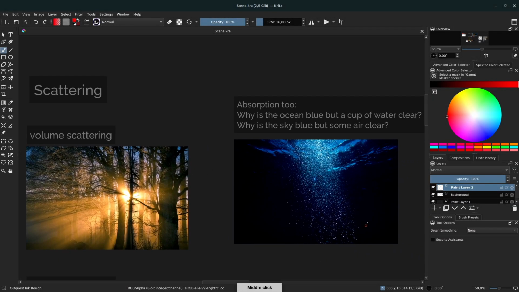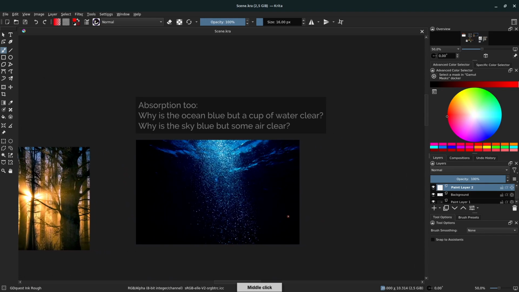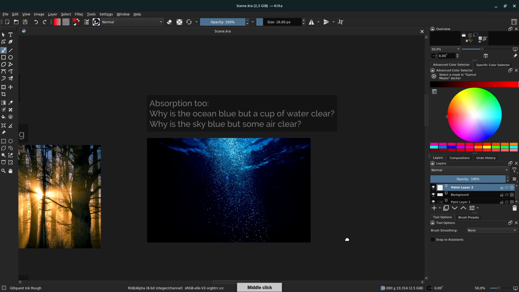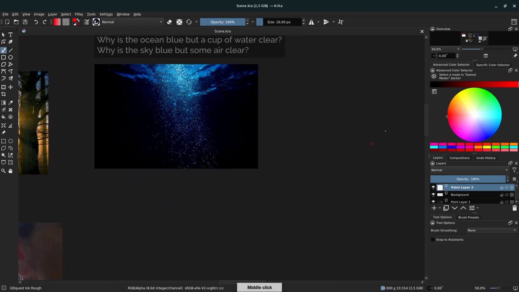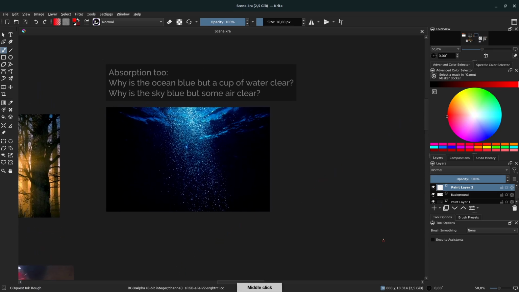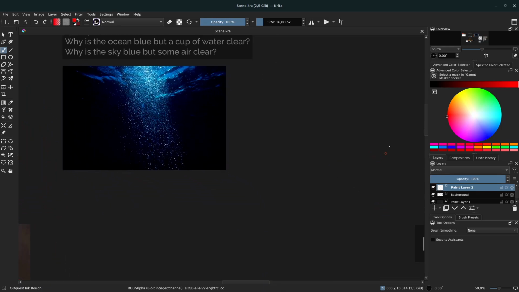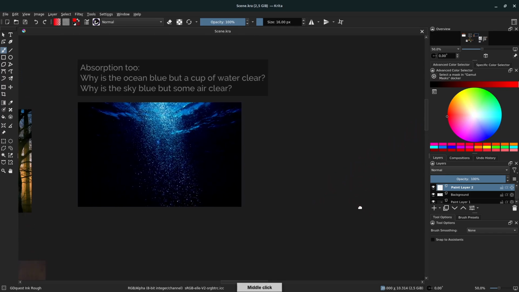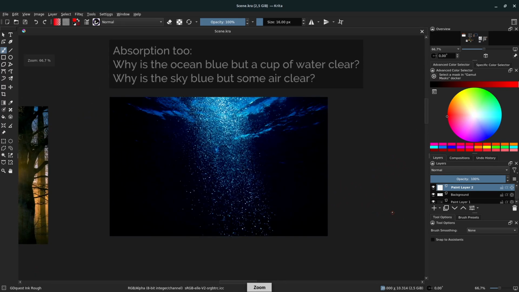And I'll jump over to a simpler one, volume absorption. A little bit of water is clear, but the ocean is blue. This is because over a volume, the volume can absorb the light, and the amount of light will decrease, and it will become more and more of the color that this volume is. And now we are speaking about water as a volume.